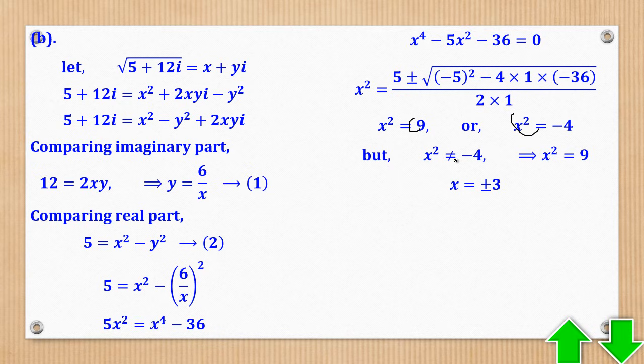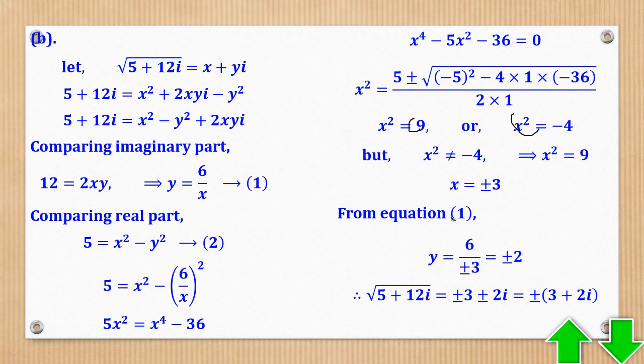Square root gives you plus or minus 3. Then from equation 1, substitute for x to get the value of y as plus or minus 2. Therefore, square root will be that. And that's what they wanted.